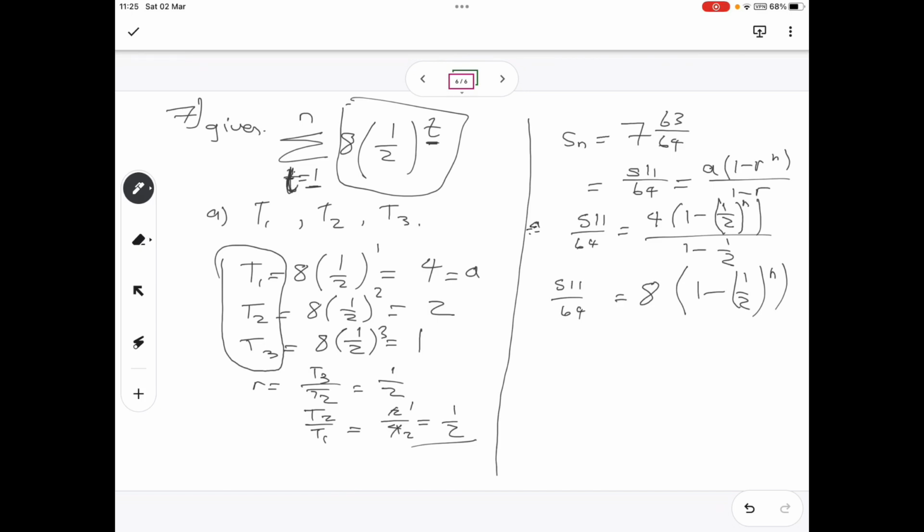And then, so that's divided by 8. Don't you divide 511 over 64 by 8? Yes. And how much is that?